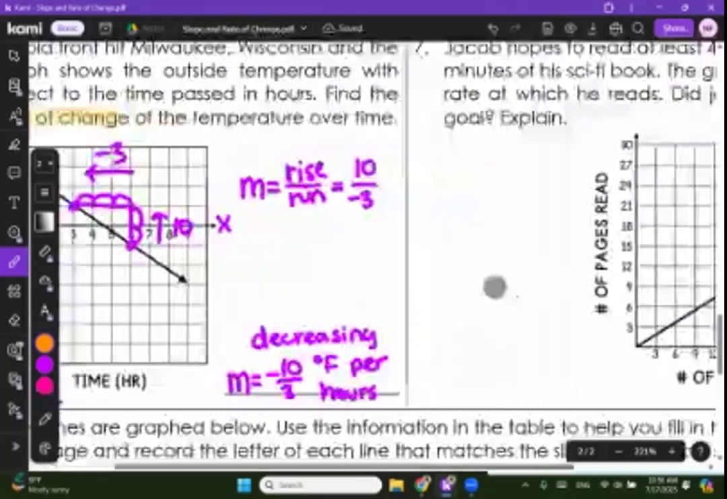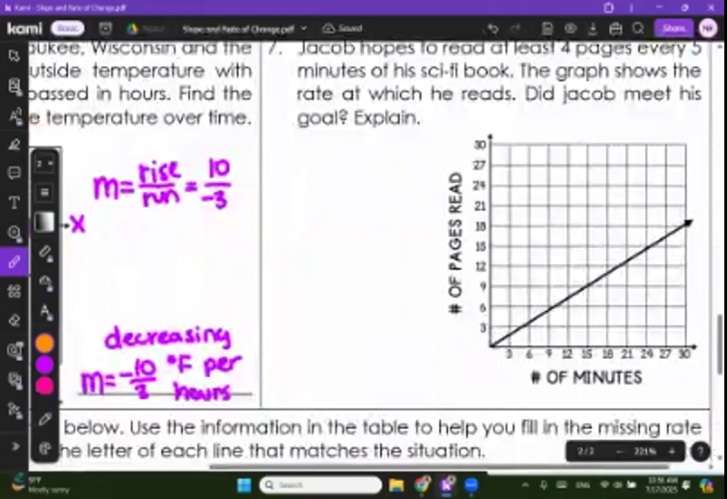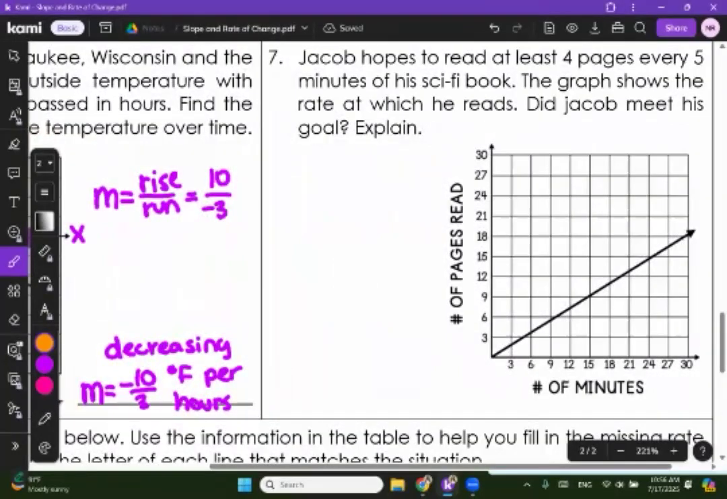All right, number 7. Jacob hopes to read at least 4 pages every 5 minutes of his sci-fi book. The graph shows the rate at which he reads. Did Jacob meet his goals? Okay, well, let's find the slope of the line using the rise over run method because we are provided a graph. If we're not provided a graph, there's going to be a different method there. Let's check our axis. Our x-axis is going by what? By threes. We check our y-axis, also going by threes. Okay, so we need to be careful.